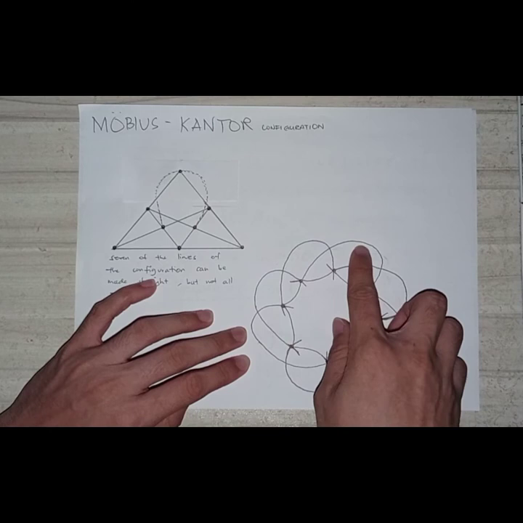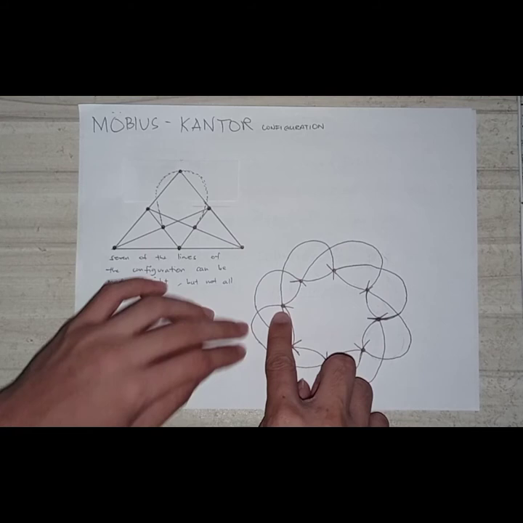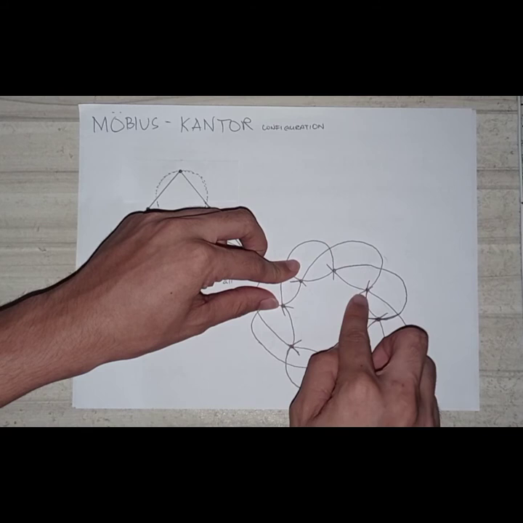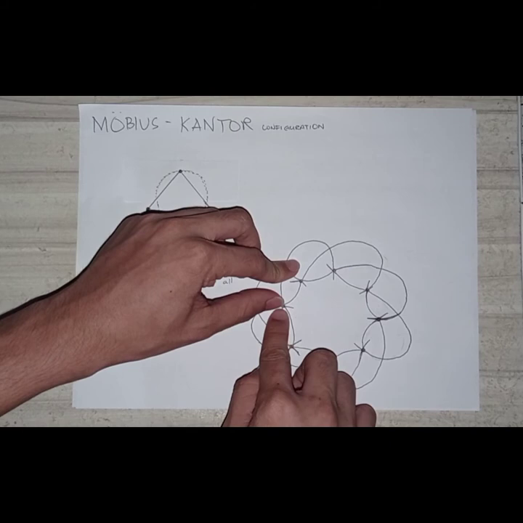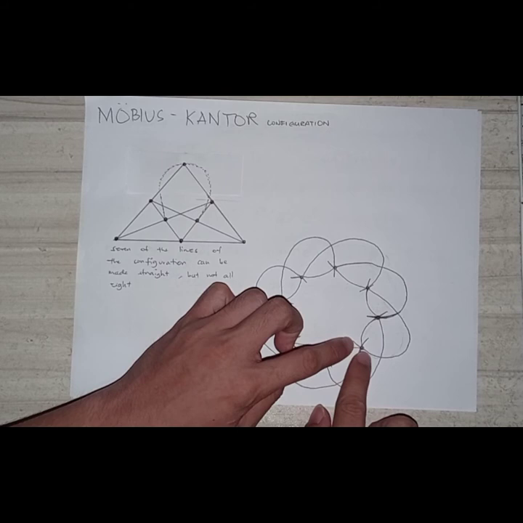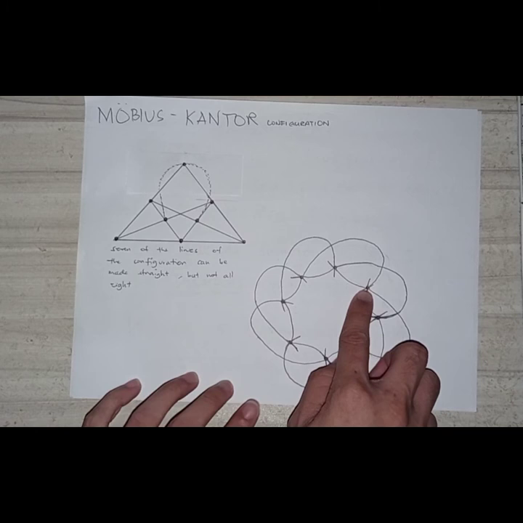So here we have this line here. 1, 2, and 3. As you can see, there are 3 points going through this line. So 1, 2, and here is the third one. So it ends here. Another line: it has the first point, 1. This is the second point, 2. And it goes through here, the third point.